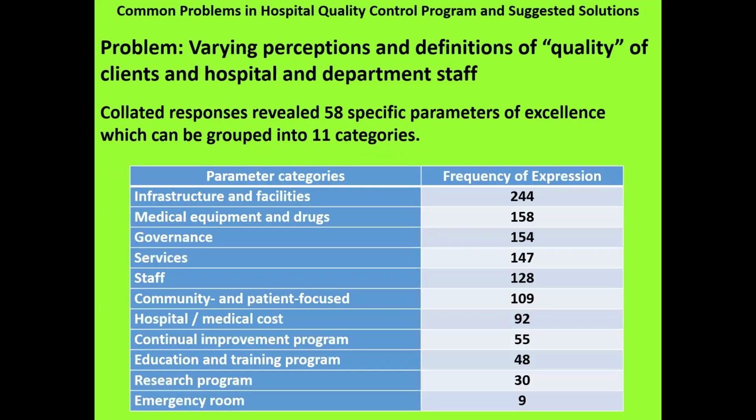Collated responses revealed 58 specific parameters of excellence, which is very many, which can be categorized into 11 categories. The greatest majority of respondents place infrastructure and facilities as number one excellent parameter. Next, the medical equipment and the drugs, and then governance, with excellent services as number four. So they have different perceptions of the quality parameters.